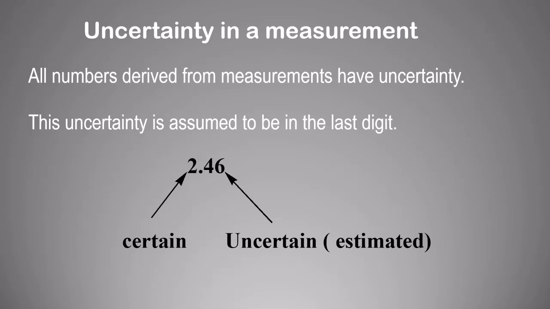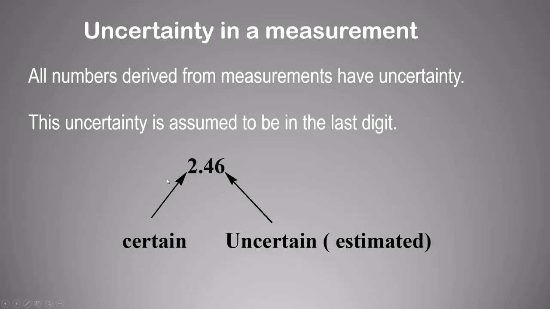Our next topic is uncertainty in a measurement. Counting is usually exact, but measurements, on the other hand, are subject to error. In this topic, we will identify where the uncertainty lies in a measurement and how to determine the amount of uncertainty. So where does uncertainty lie in a measurement? It is in the last digit of the measurement.